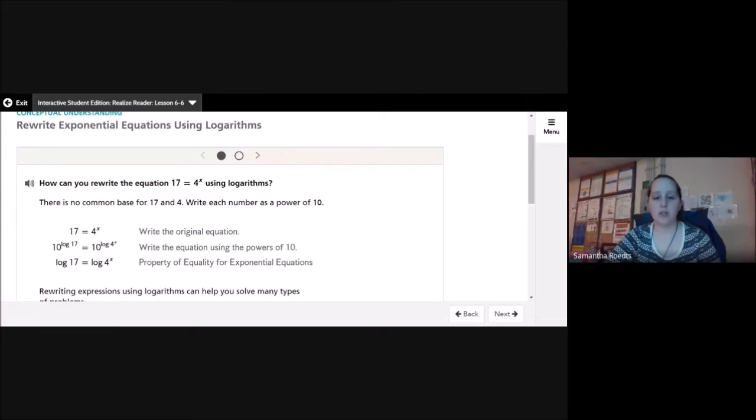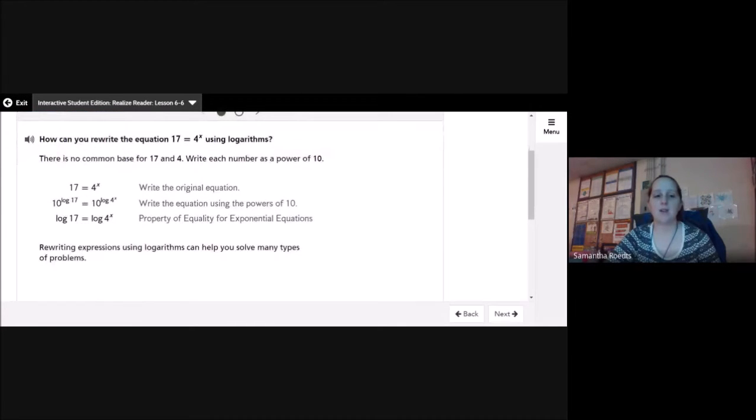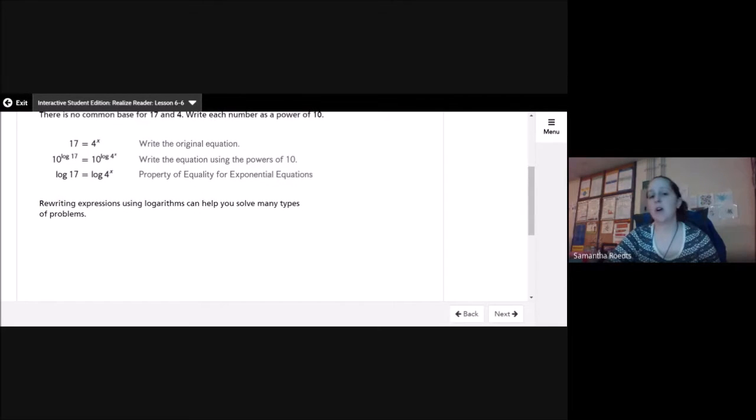Writing each using the power of 10, I have 10 to the log 17 equals 10 to the log 4 to the x. That means log 17 equals log 4 to the x by the property of equality for exponential equations. Rewriting expressions using logarithms can help you solve many types of problems.